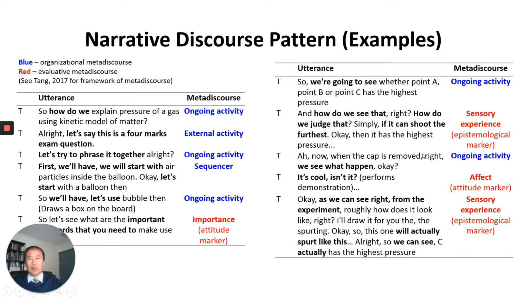Now, a few lines below, the teacher said, "It is cool, isn't it?" And this is another attitude marker, but instead of signaling importance, like in the first example, this attitude marker signals an affective feeling towards the content that they will be engaging. So overall, the meta-discourse in the second transcript conveys a very different narrative pattern compared to the first example.